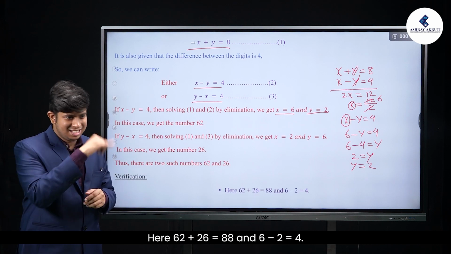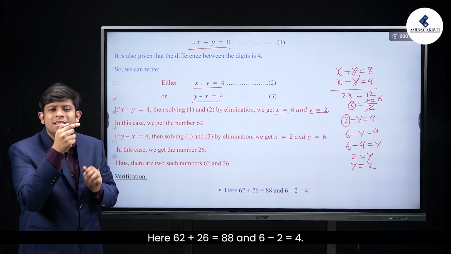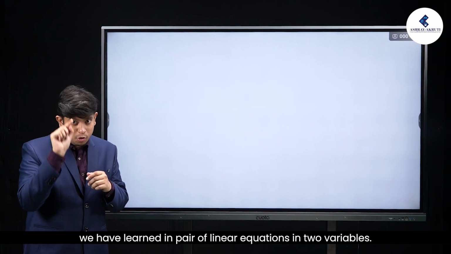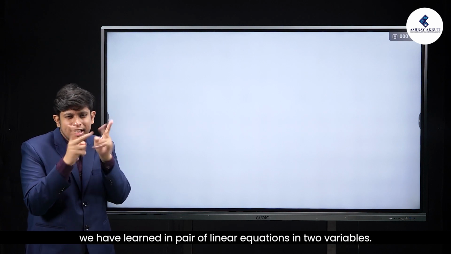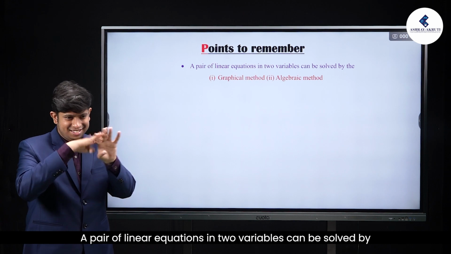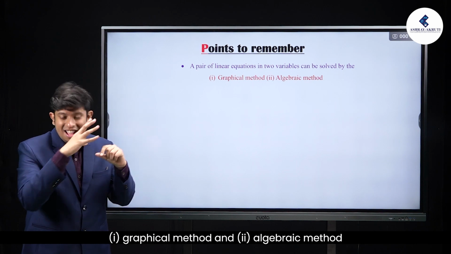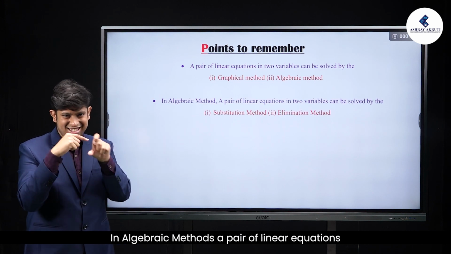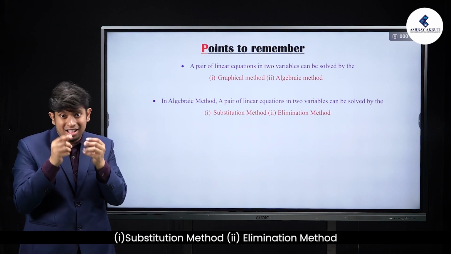Verification. Here 62 plus 26 is equal to 88 and 6 minus 2 is equal to 4. Let us end this session by summarizing the points we have learned in pair of linear equations in two variables. Points to remember. A pair of linear equations in two variables can be solved by the graphical method and algebraic method. In the algebraic method, a pair of linear equations in two variables can be solved by the substitution method and the elimination method.